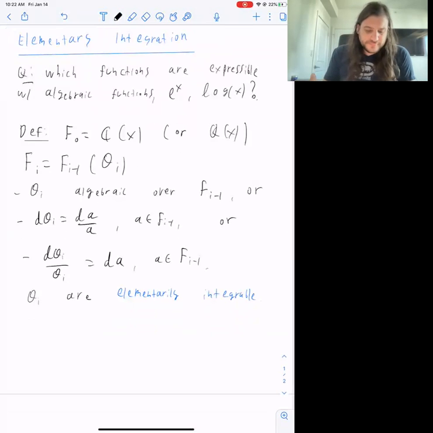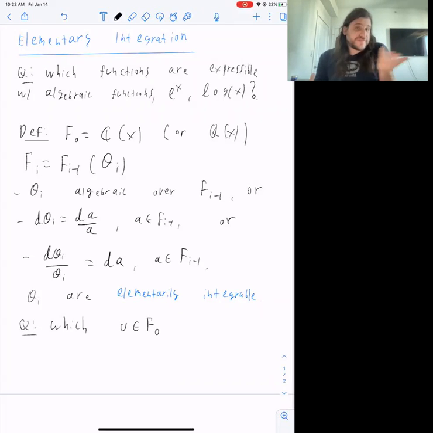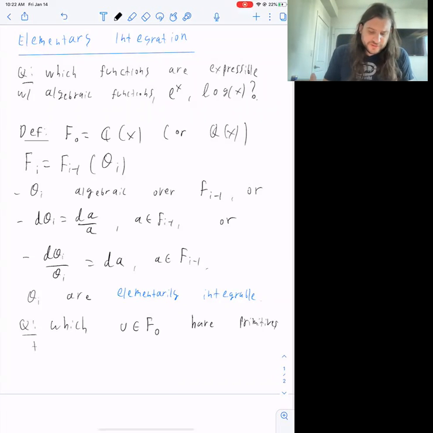So the question that we're going to be primarily concerned with, or this is still talking about the history, but one question you can ask is which functions u in, let's say, F naught, of course you can get more general, which rational functions in x have primitives that are elementary.